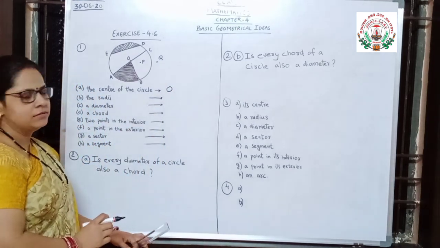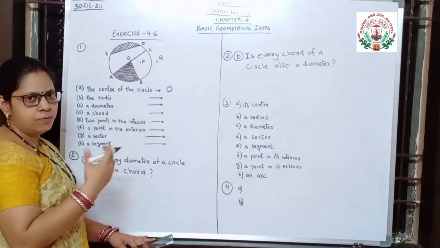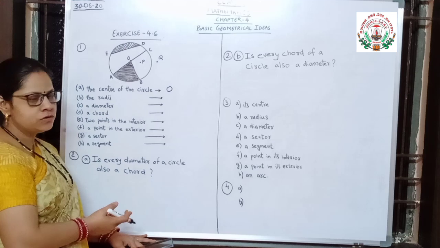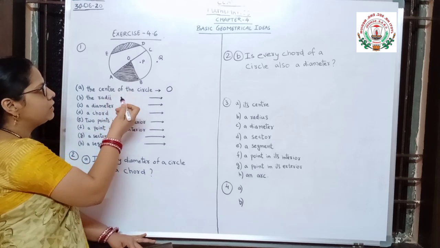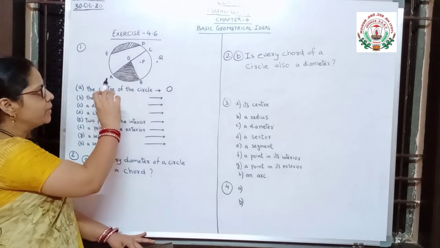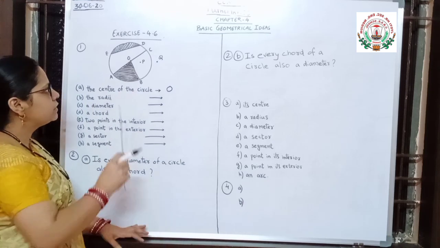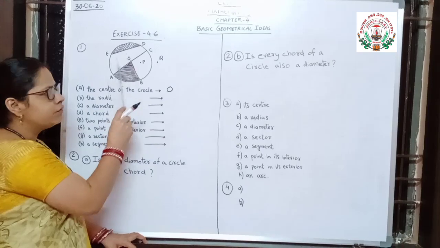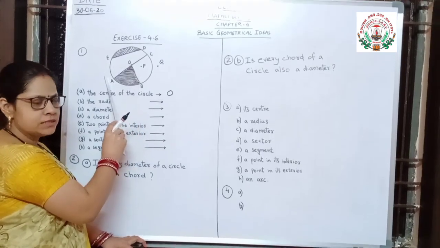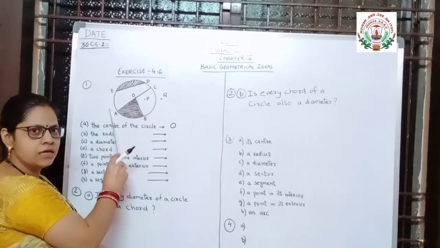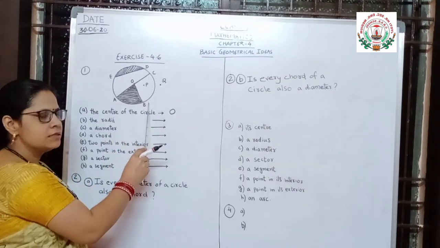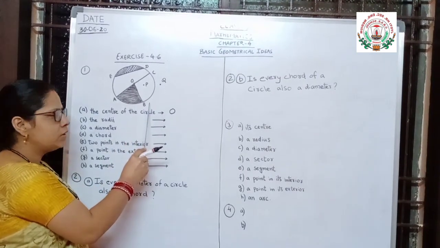The radii. Radii means plural form of radius. That is at least 2 radius you have to tell. So here any of the 2 radius you can take. First to tell how many radius you are seeing here. Radius means from the center to the point on the circle. That is OA is one radius, OC is another radius, OB is the third radius. So any of the 2 you can write down.